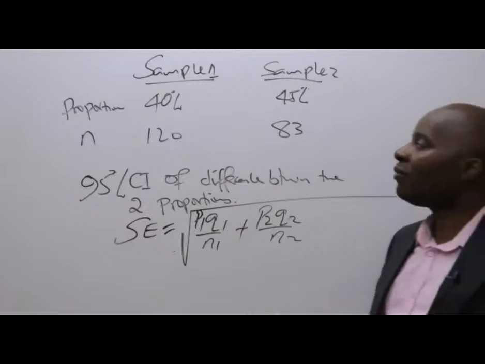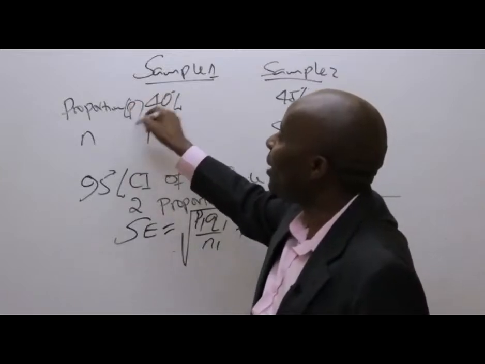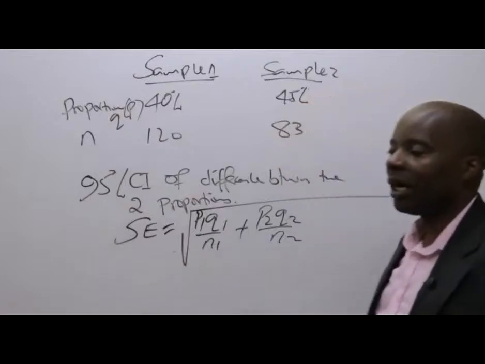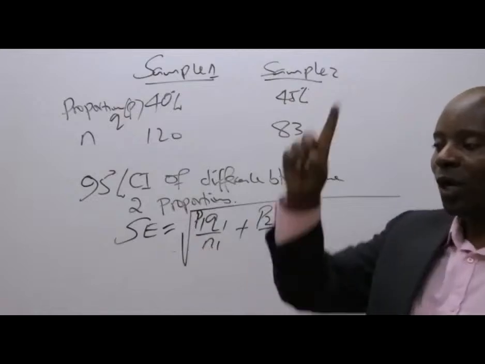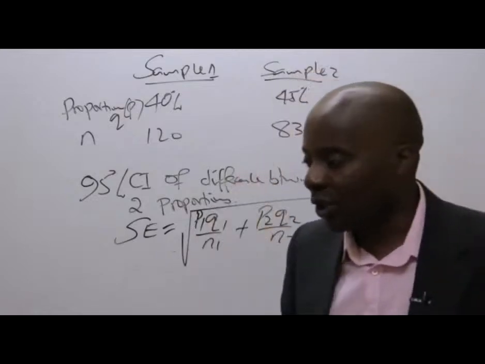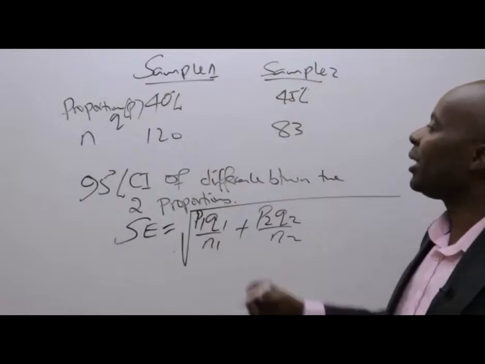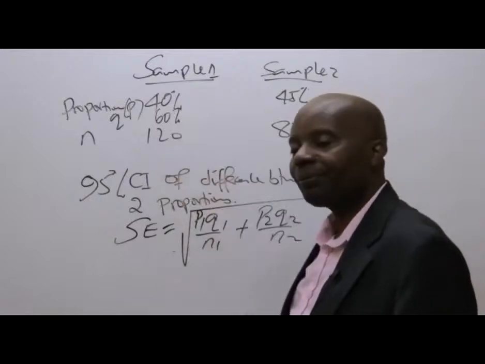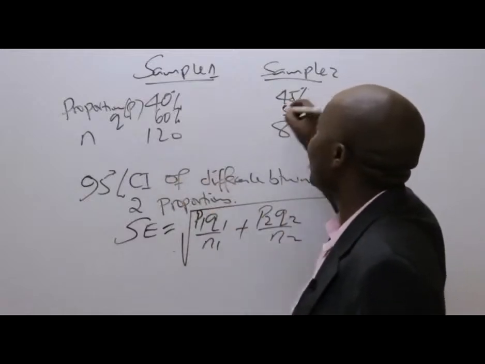So when you have these proportions, these are your P. You need to introduce the Q's somewhere there, bearing in mind that P plus Q must always add up to 1, meaning 100%. Meaning that Q here will be 60%. Ladies and gentlemen, Q for this will be 55%.